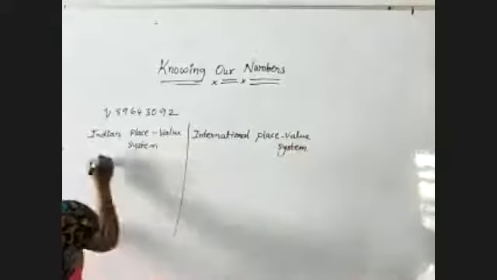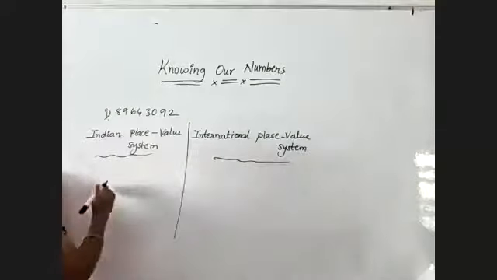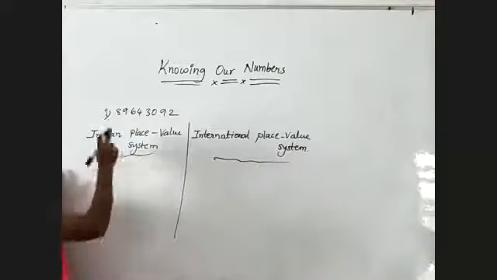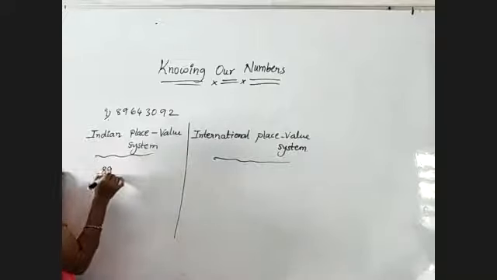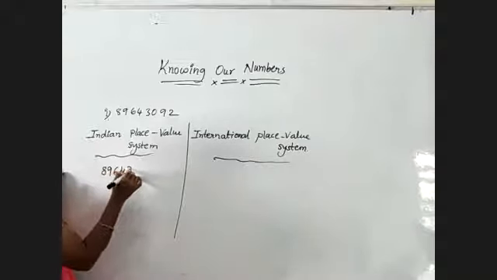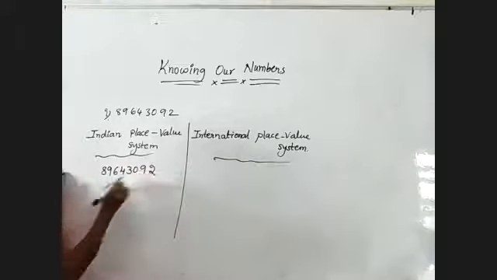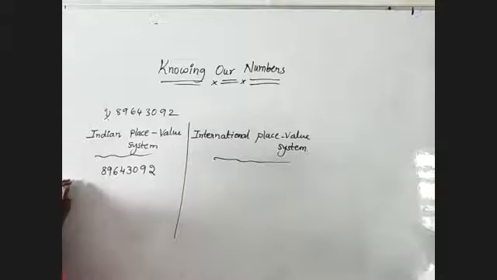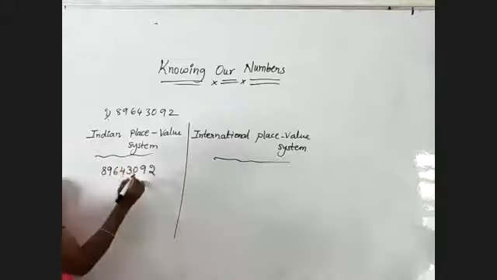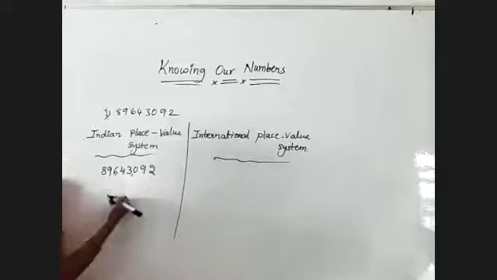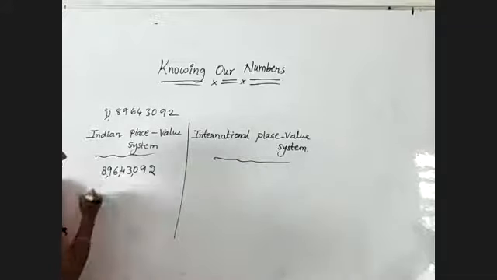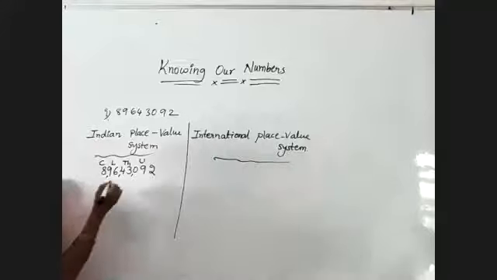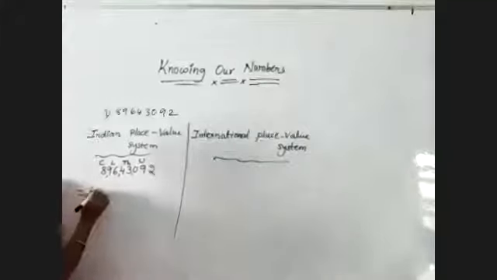So now, before writing, we need to separate the periods of that number using commas. 89643090. So use commas to separate the periods. In the Indian place value system, only the units period has 3 digits. Every remaining period has 2 places. Unit, thousand, lakh, crore.